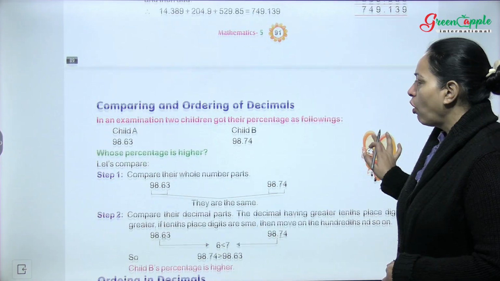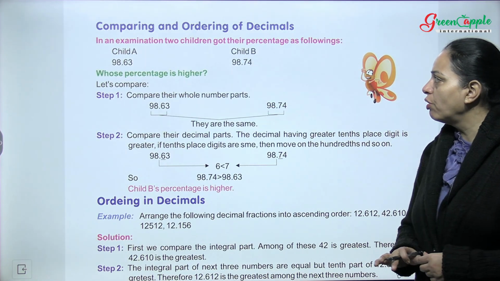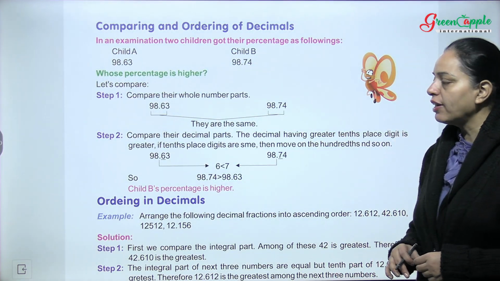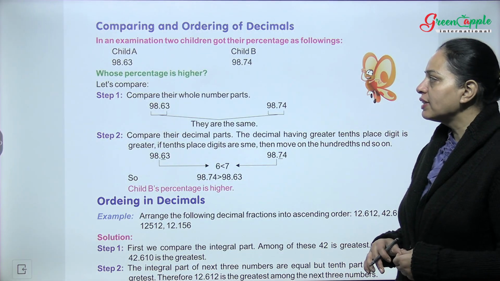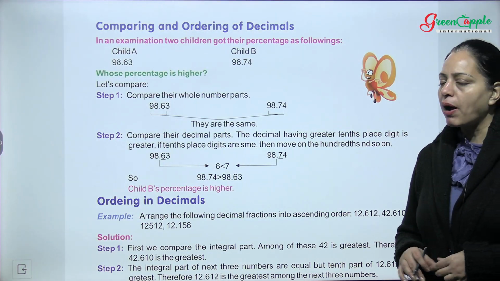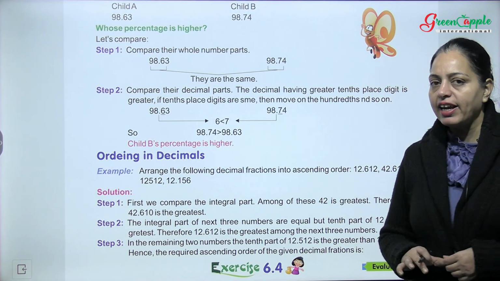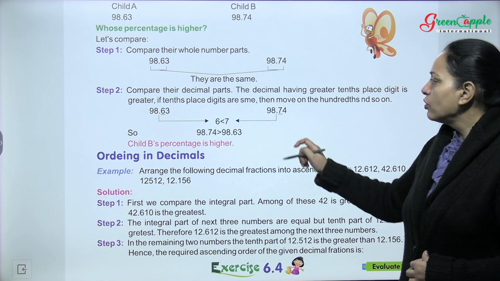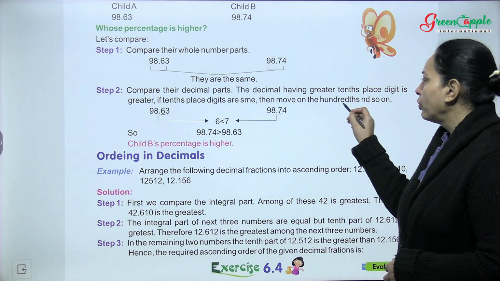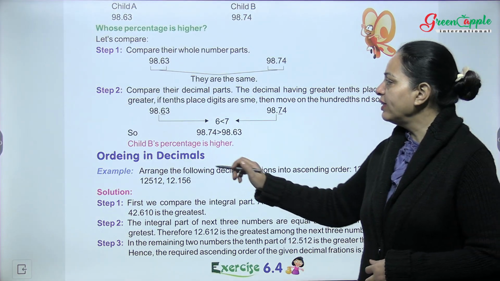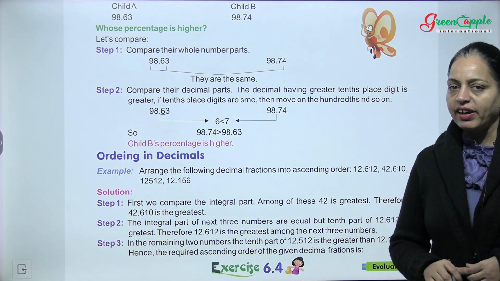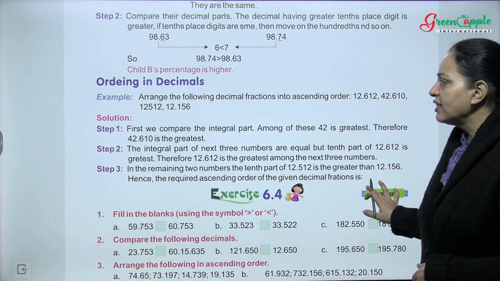Now comparing and ordering of decimals. In an examination, two children got their percentage as follows. Child A 98.63, child B 98.74. So whose percentage is higher? So let us compare the numbers, you know very well. Step 1, compare their whole number parts. 98, 98, these are same. Step 2, compare their decimal parts. So the decimal having greater 10th place digit is greater. If 10th digit same, then move on to the 100th and so on. So 10th digit here 6, this is 7. So 7 is greater than 6. So the second percentage is greater. Child B's percentage is higher.